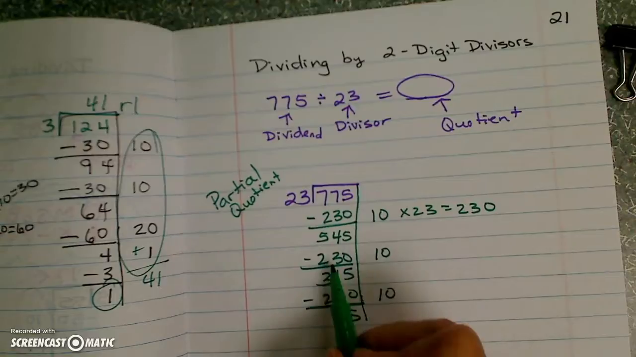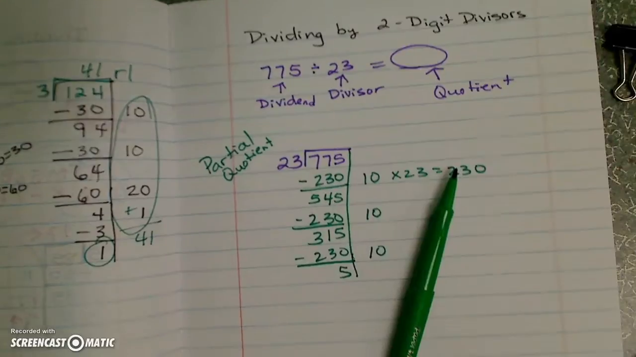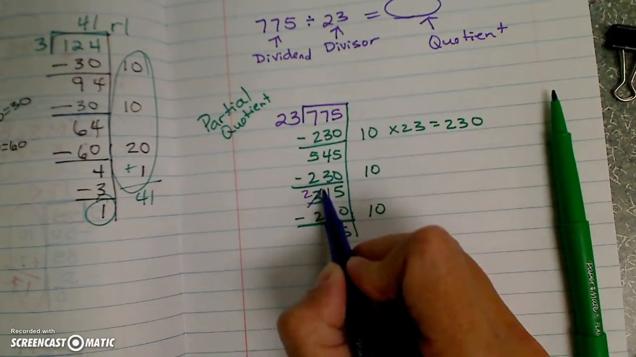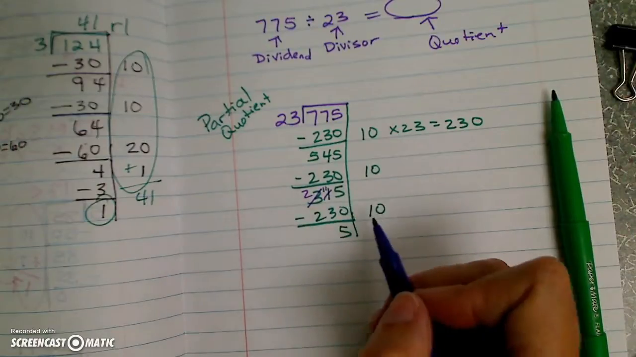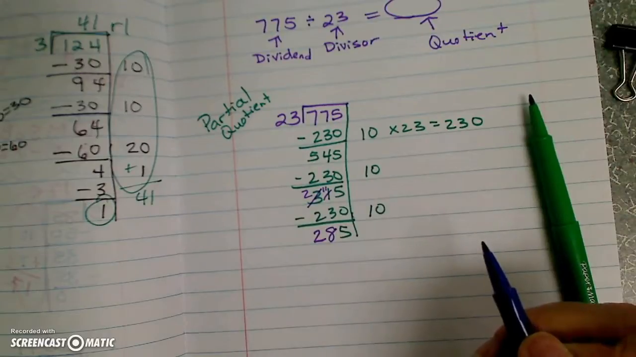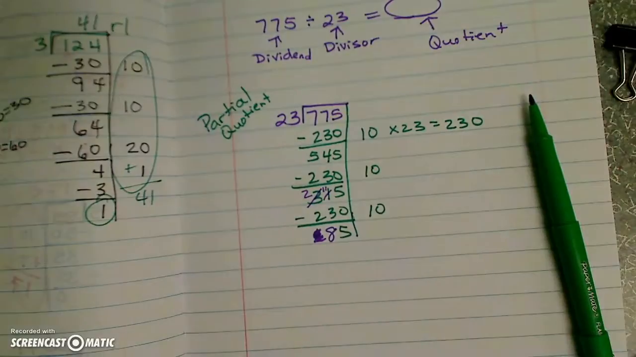Subtract. In this case, I need to do some regrouping. Scooch that up. Okay, so let's make that a 2. That makes us 11. 11 minus 3 is 8. And 285. Oh, no. Oops. 2 minus 2 is 0. So scratch that out. So it's 85.